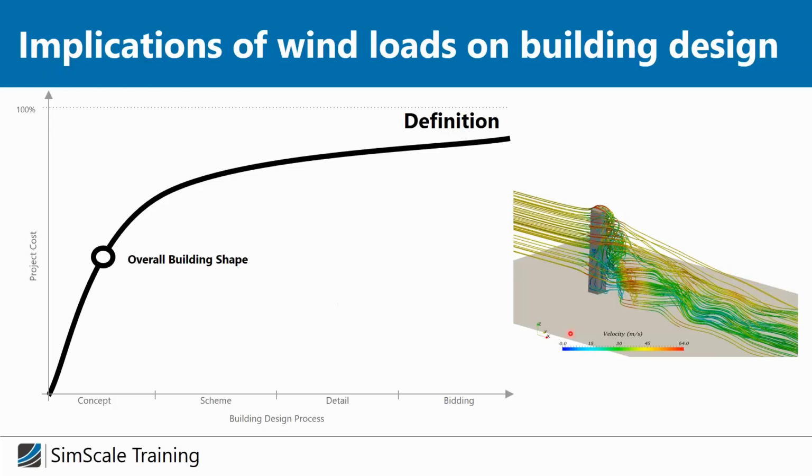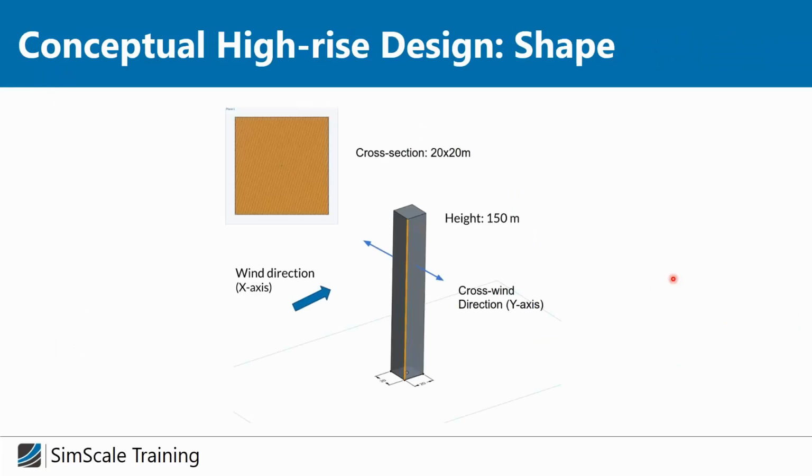So here is a simulation. You can see how those vortices are created at the edge. Let's take a look again. This is our skyscraper. It is 20 meters wide, 20 meters deep, and 150 meters high. The wind is coming from this side, and we have this rectangular cross-section. We have two components: a wind direction and a crosswind direction.